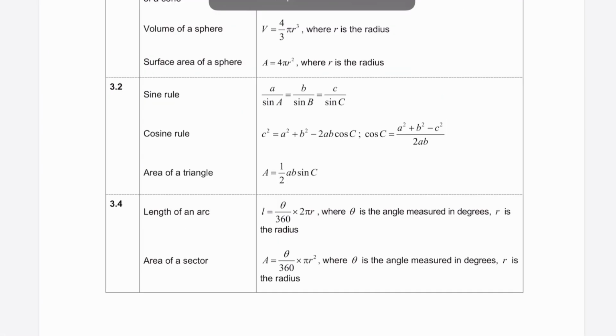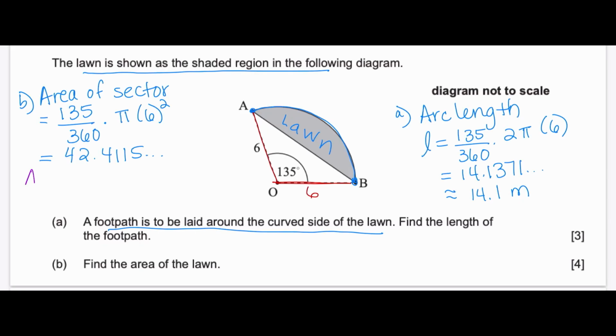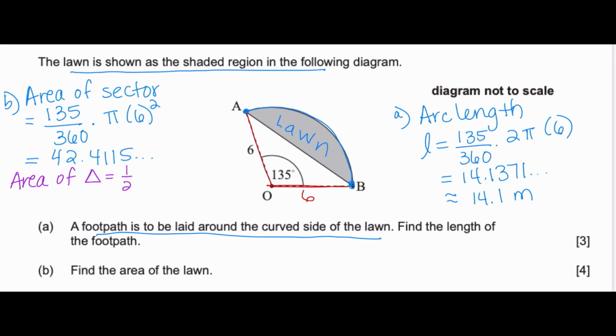Just like before, right above the length of an arc and area of a sector formula, you have area of a triangle. It is 1/2 ab sine of angle C. And the area of a triangle works side angle side. So here it's 1/2 times 6 times 6 times the sine of 135 degrees.